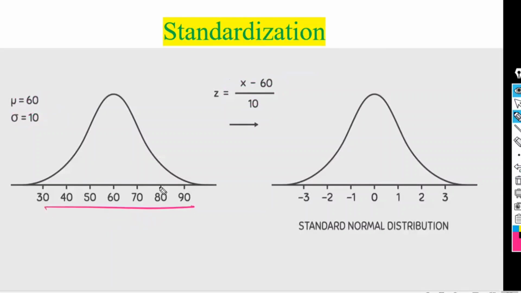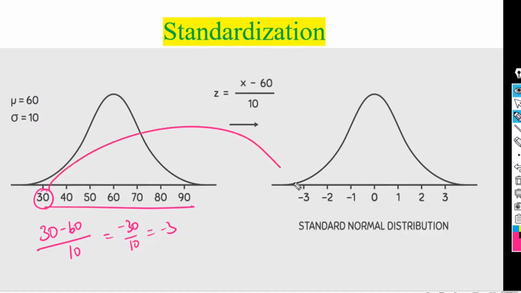Now you want to convert these values to the corresponding z-scores. How do you convert? First, this value is there. This value minus mu. What is the mu? 60. What is the sigma? 10. That is nothing but minus 30 divided by 10, which is minus 3. So this will be minus 3.